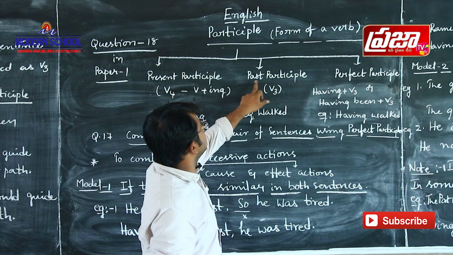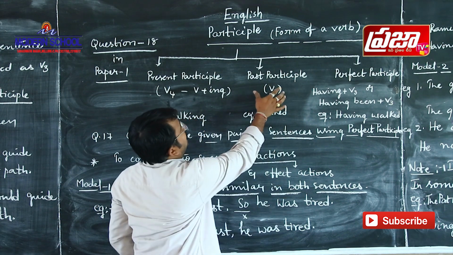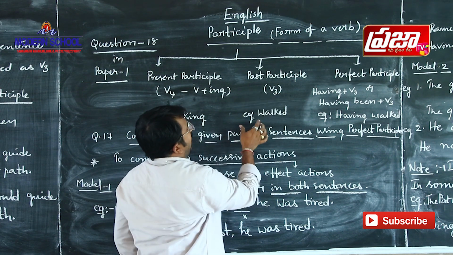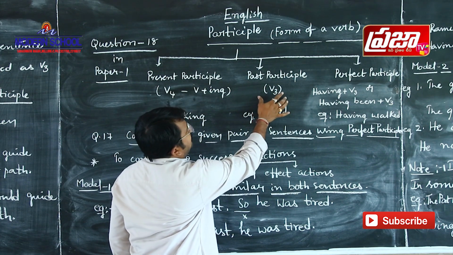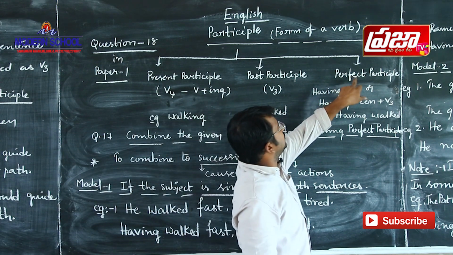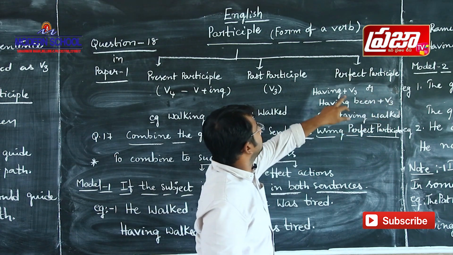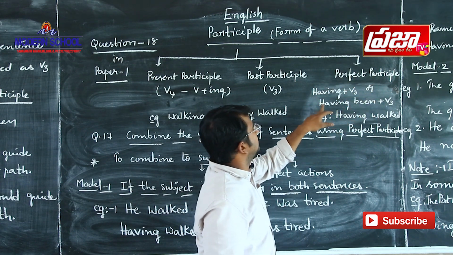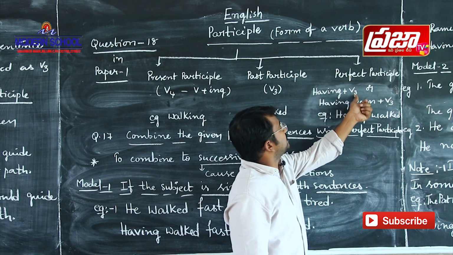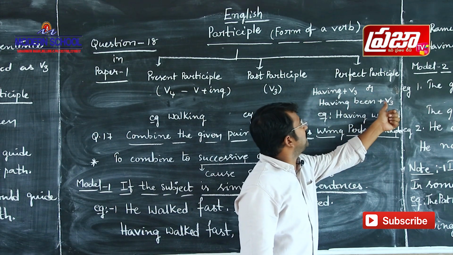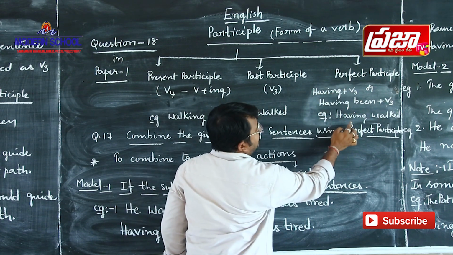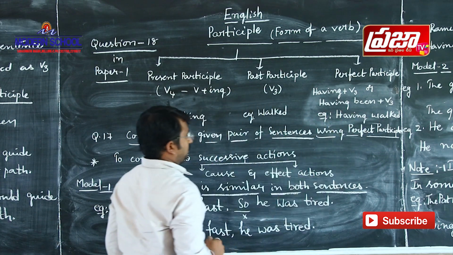And the next is the past participle. Past participle form of the verb is denoted with V3. And the example for this past participle form of the verb is walked. And the next one is perfect participle. Perfect participle is formed with the structure having plus V3 or having been plus V3. And the example for this perfect participle is having walked.